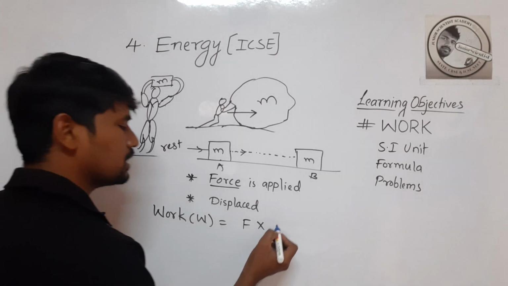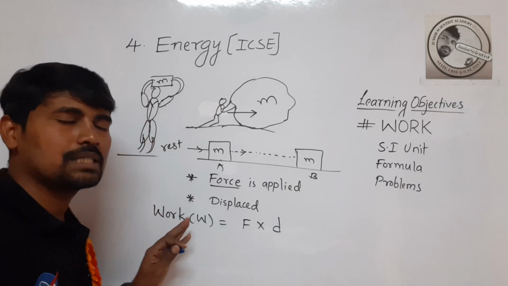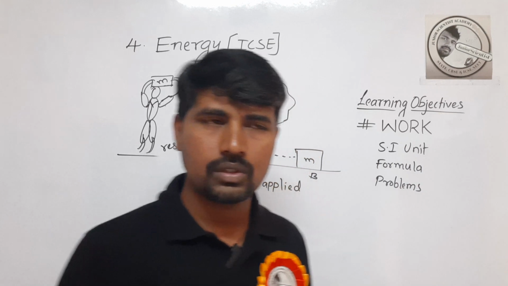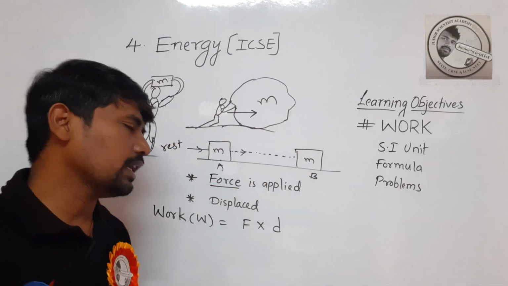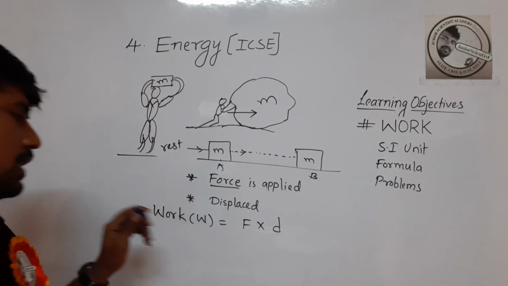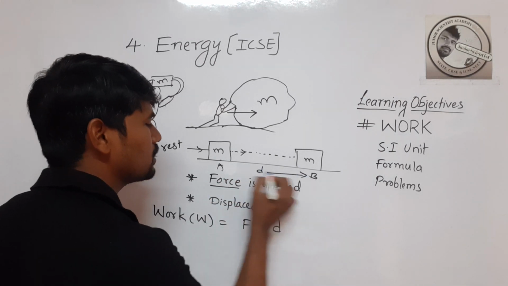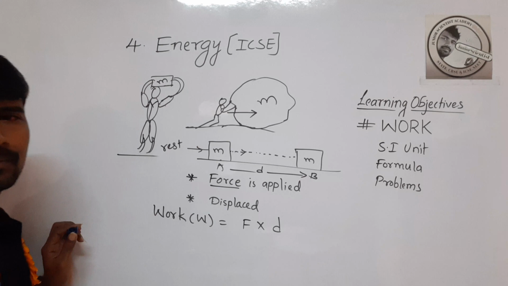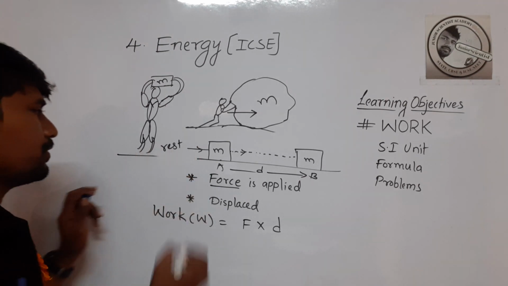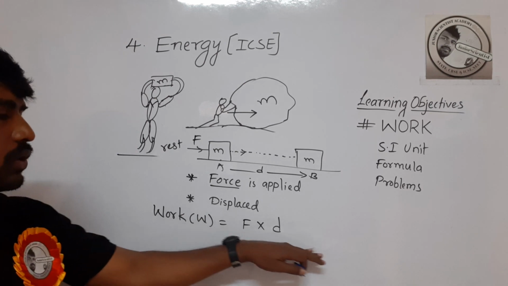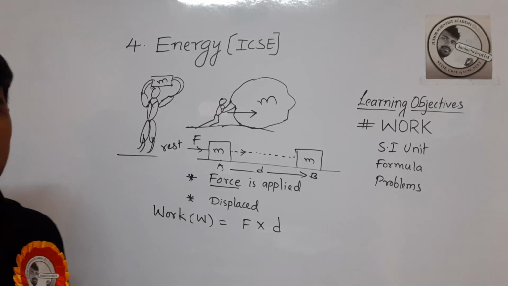In ICSE it is given as D. Actually, displacement in physics we have to represent as S bar, a vector quantity. Okay, since D is given, let's take D. Displacement is D, it was shifted from here to here. Force is applied, F. Alright, work W is equal to force into displacement.